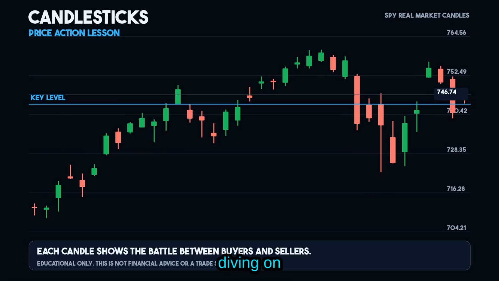Imagine you're driving on a road, and you come across a traffic light. If the light turns green, you know you can go forward. If it turns red, you need to slow down. Bullish and bearish candles are like those traffic lights for traders. They provide signals about the market's potential direction. Now, let's break each type down.